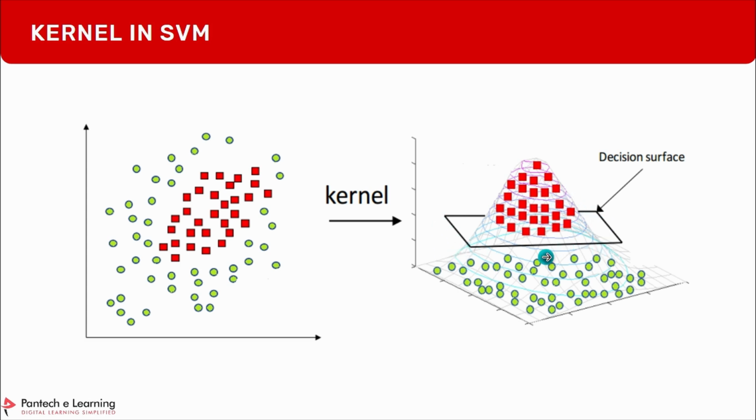So anything above that will belong to one class, and below that will belong to the green color class. One will be red, another one will be blue. So in this decision surface, you can have your hyperplane, and to the closest red color point, you can have your support vector, and in green color you can also have your support vector.